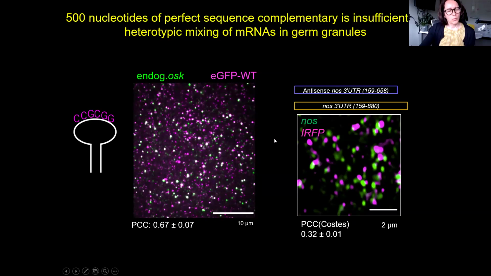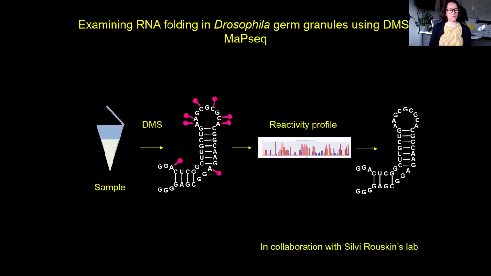And the way they're regulated at the time was not known, but we were speculating that perhaps the sequences are unavailable for interactions, and maybe that is done through RNA structure. And that's what Saran set out to test. So we collaborated with Silvi Rouskin's lab at Harvard, and we used their DMS-MaPseq approach. So DMS is a reagent that, when in contact with an RNA sample, will form little modifications on exposed and unpaired A's and C's.